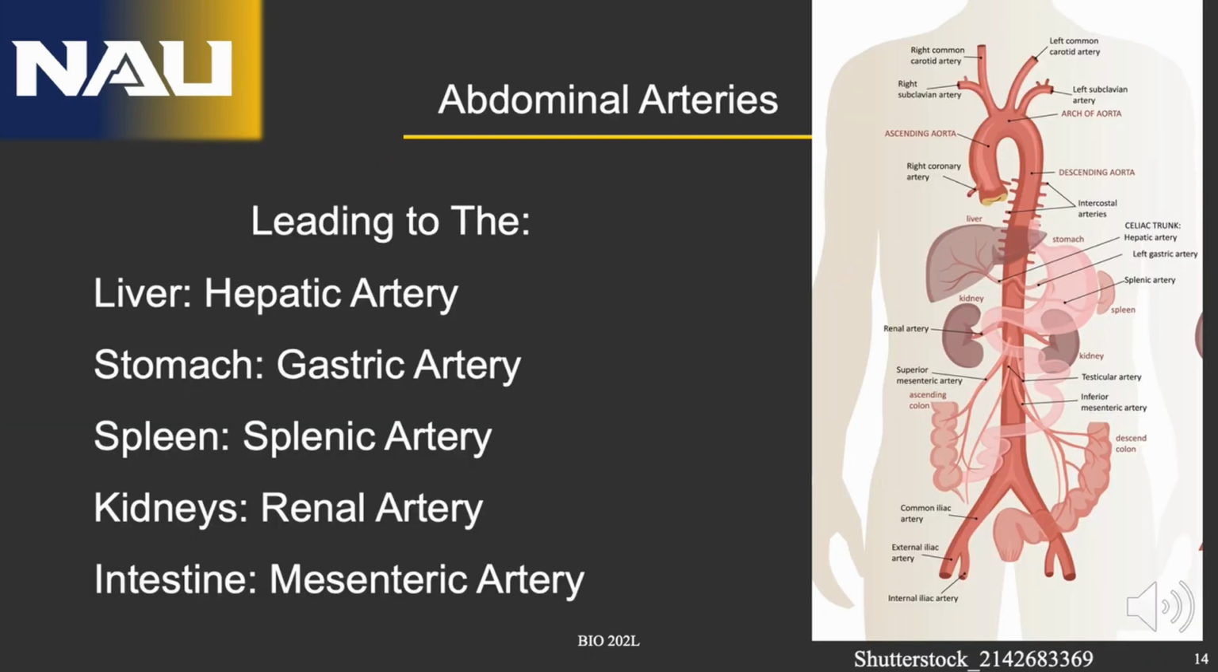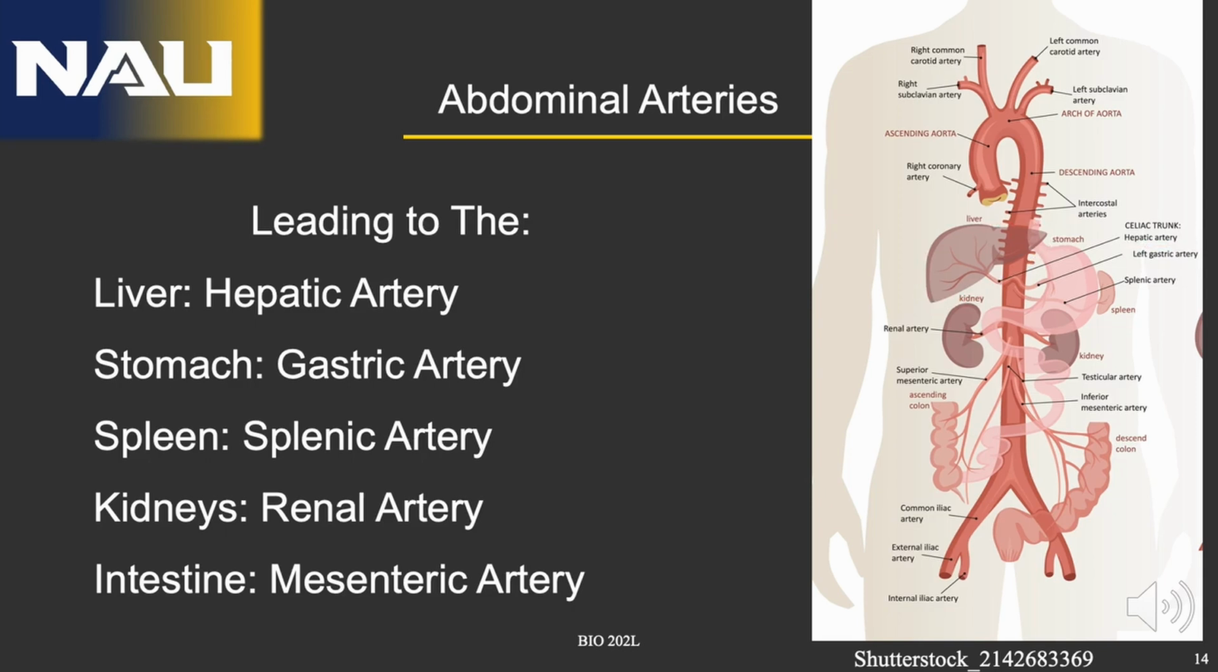All right, now let's focus on some key abdominal arteries that you'll see in the exam. There are many other important arteries in the abdominal region, but these are the ones that you'll be tested on. First, let's start with the hepatic artery. The hepatic artery is a vital blood supply that supplies oxygenated blood to the liver. It branches off from the common hepatic artery, which is a part of the celiac trunk.